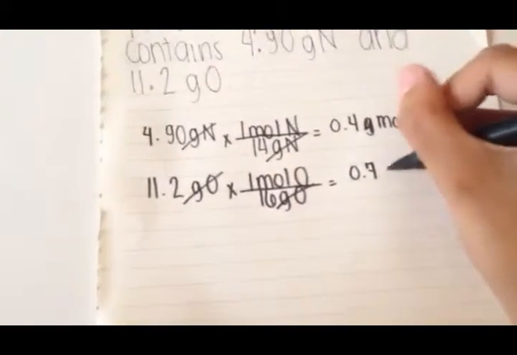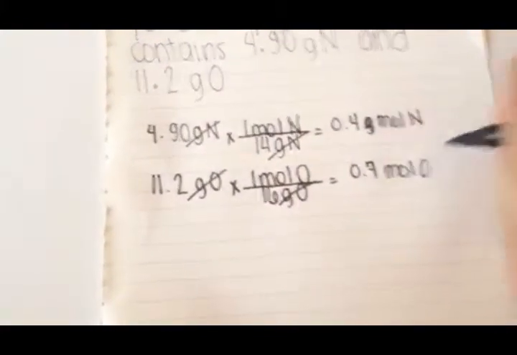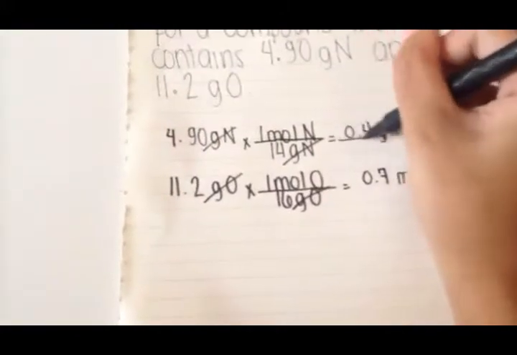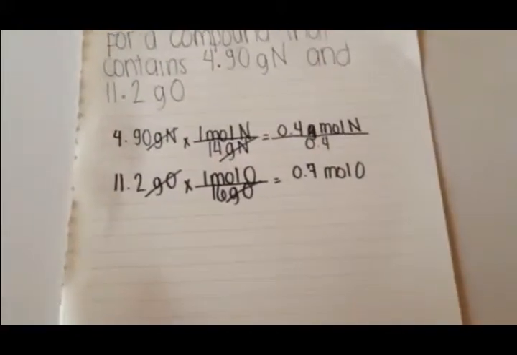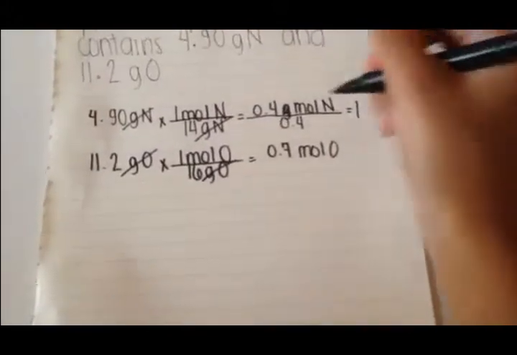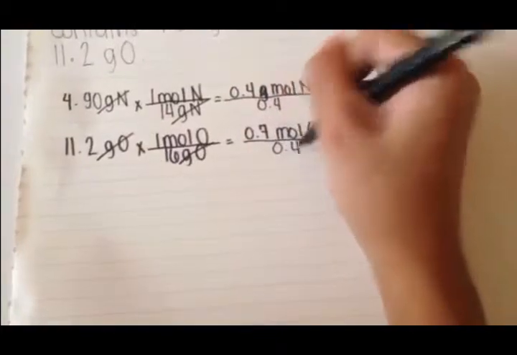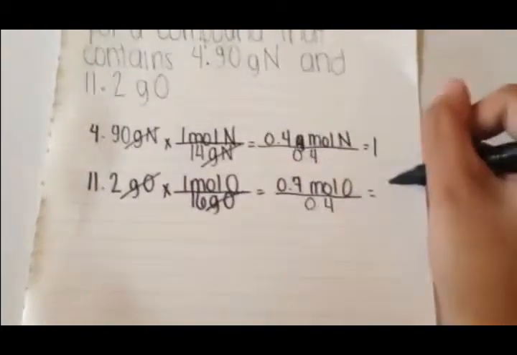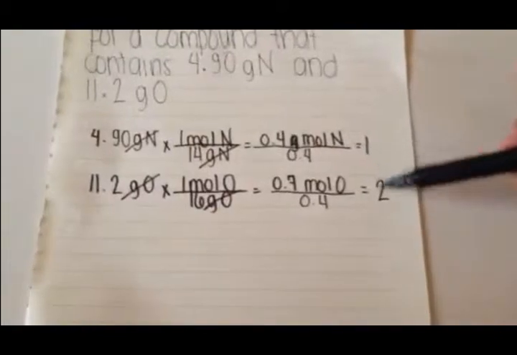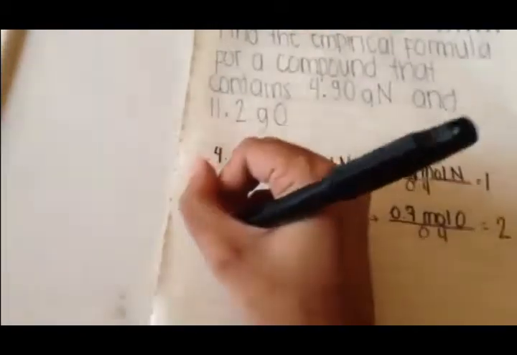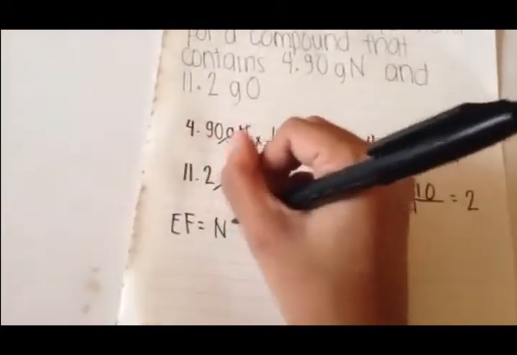At this rate again, we will have to look at the smallest number, which is 0.4. So 0.4 divided by itself is equals to 1, while 0.7 divided by 0.4 is equals to 2. Note that you have to round it off so that you have the exact empirical formula. So the empirical formula for this compound is N2. And that's pretty much it.